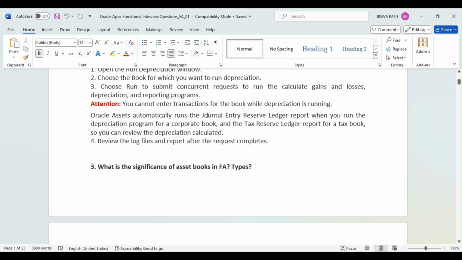Yes, in Oracle, we have a journal entry reserve ledger report, which is nothing but a depreciation report. We can run it to ensure that all the depreciation which has been run into the system, you can view it for any kind of a financial purpose.